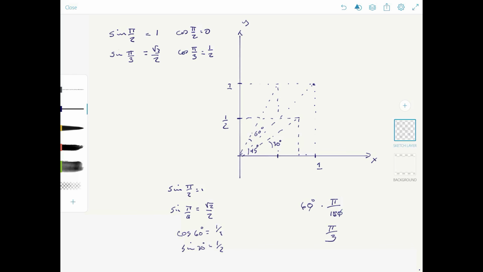Sine of pi on 2 is 1. Cosine of pi on 2 equals 0.